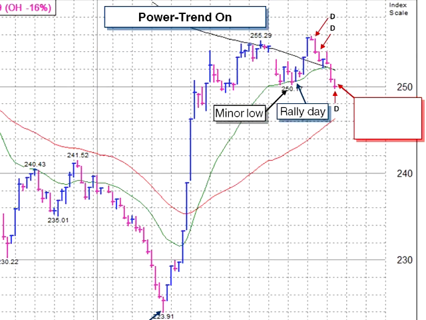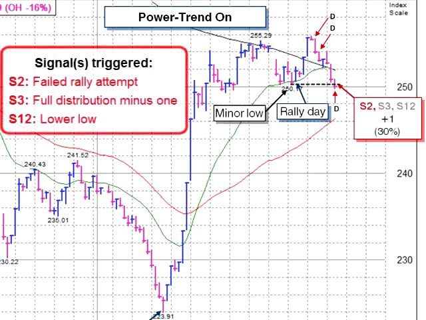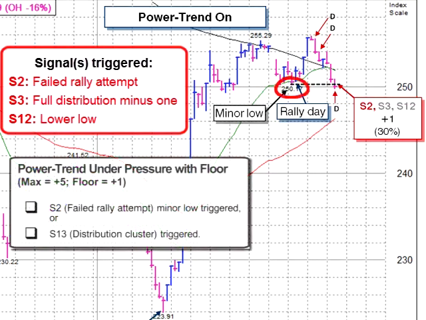Yeah, so we've got the distribution -1 because 3 days of distribution back then. So you have quite a few things going on. You've got your S3, which is your distribution -1, that's grayed out. Your S12 because you're breaking below that marked low there. But also this is a minor low here, so it's an S2, and we talked earlier when you break below that we get hit twice there, so that puts us at a +1.